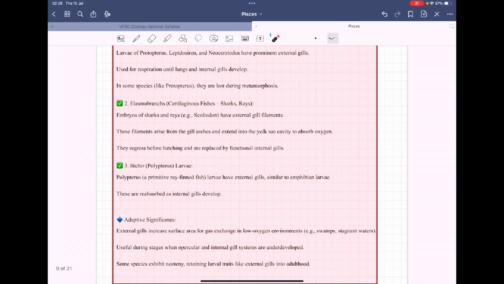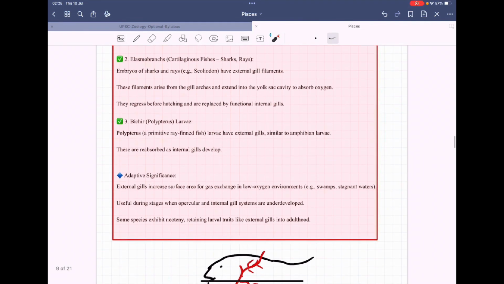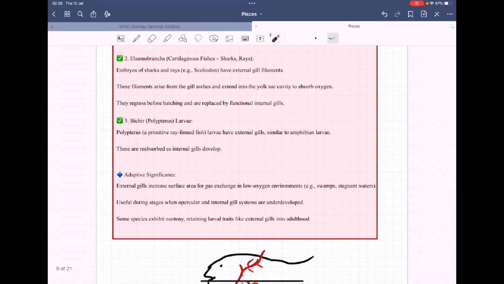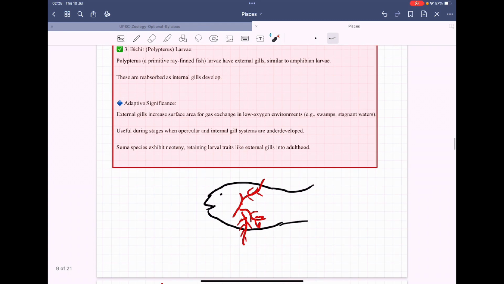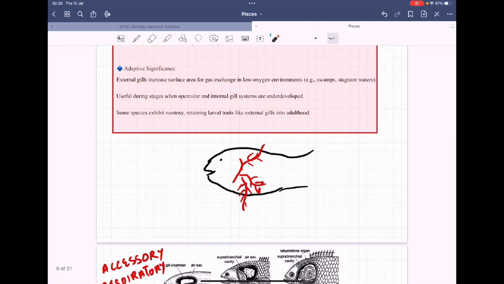Then you will also observe in some of the embryos of the sharks and rays, there will be filaments which arise from the gill arches. There will be presence of Polypterus larva where you will observe the external gills, and the adaptive significance is that they increase the surface area for gas exchange in low oxygen environments, for example swamps and stagnant water, and they are also useful during the stages when opercular and internal gill slits, or the gill system, is underdeveloped, and during that time there is respiration through the external gills.